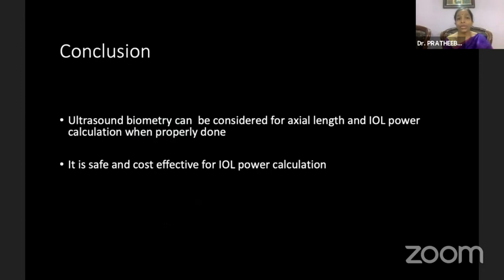So to conclude, ultrasound biometry can be considered for axial length and IOL power calculation when properly done. It is safe and very cost effective for IOL power calculation.